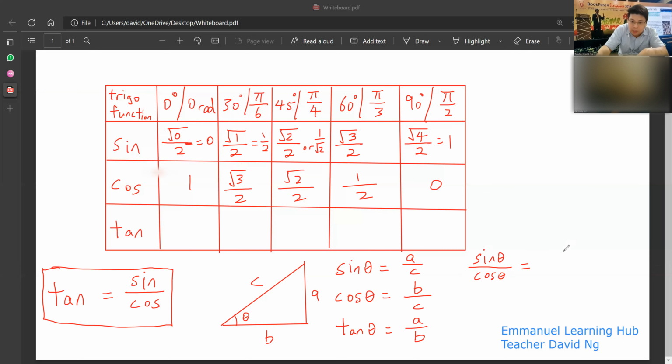Okay, your sine theta is A over C, right? Cosine theta is B over C. A fraction divided by another fraction is the numerator fraction multiplied by the reciprocal of the denominator. I can cancel my C, right? Isn't A over B equal to tangent theta? Yeah. So you can conclude sine theta over cosine theta is your tangent theta.